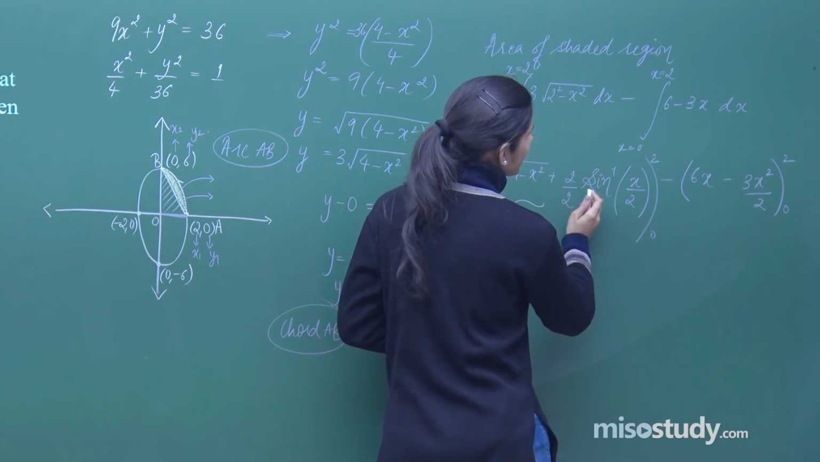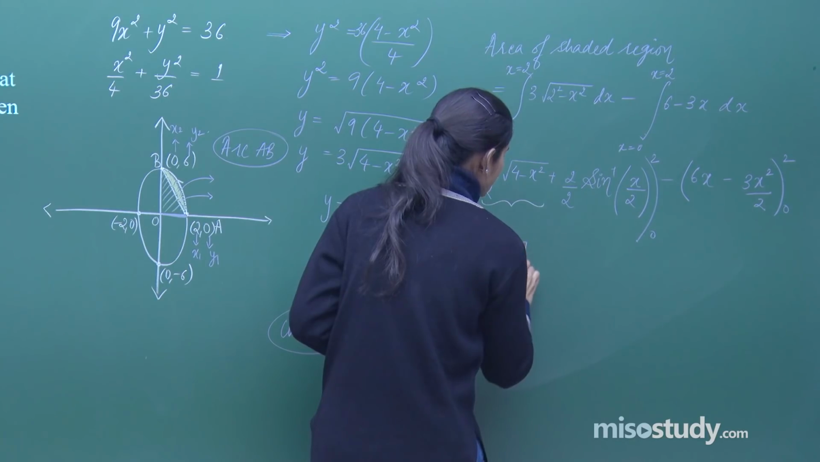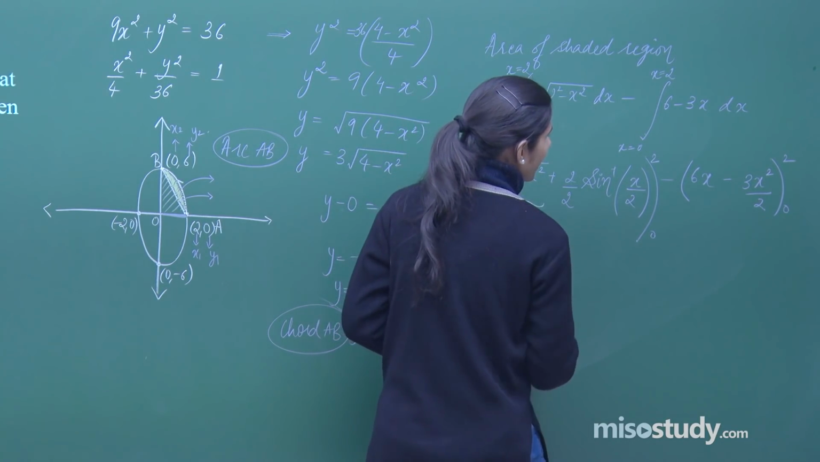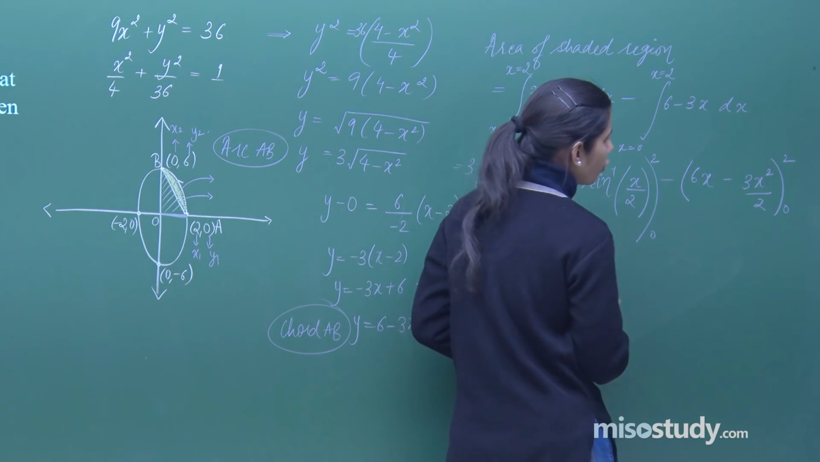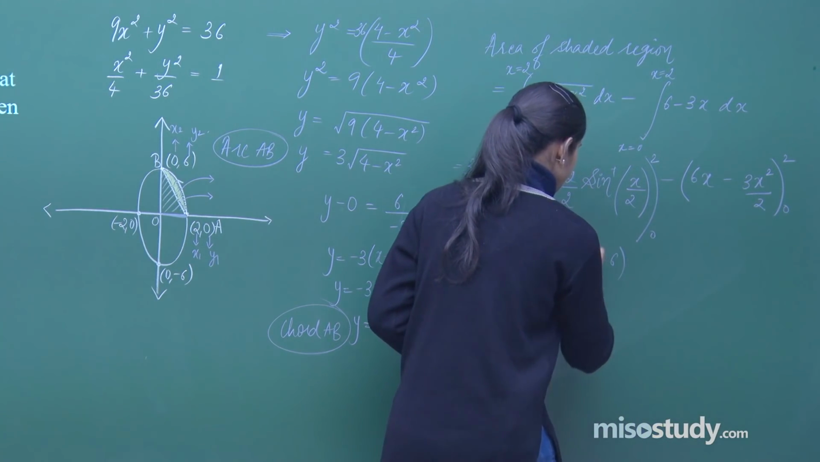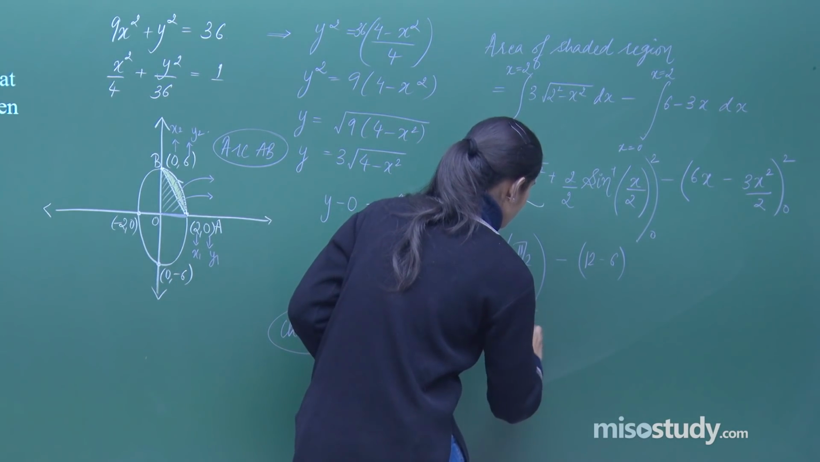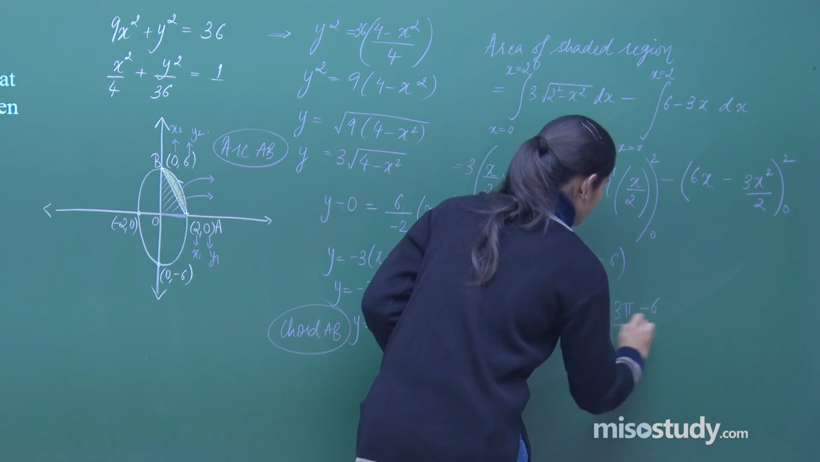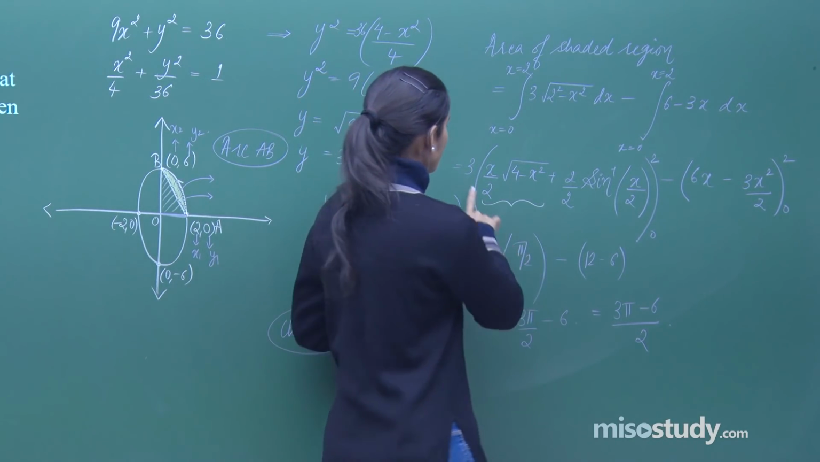This is 1 times sine inverse of 1, 2 upon 2 is 1, sine inverse 1 is pi by 2, so this is pi by 2. And 0 when you plug in everything becomes 0, so not a problem. Minus this becomes 6 into 2, 12, minus 2 into 2 is 4, 4 upon 2 is 2, 3 into 2 is 6. That's it. This becomes 3 pi by 2 minus 6 or 3 pi minus 6 by 2. That's what you have. You have thrice of this.